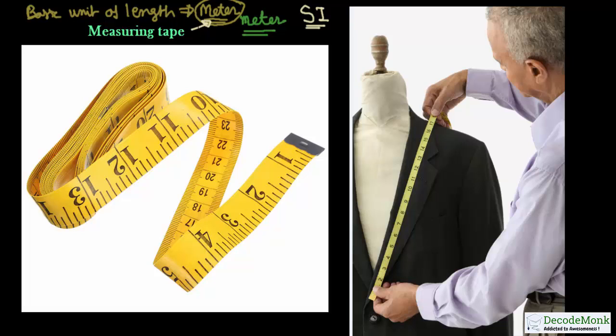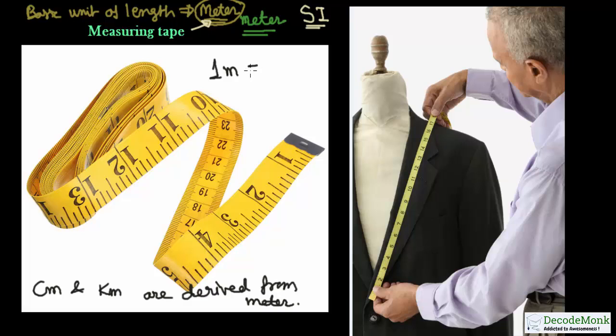The centimeter and another length called kilometer are derived from meter. Let me write that down: centimeter, cm, and kilometer. We will know more about that. You need not know a lot of those things, you may skip, but you should know that meter is the standard unit of length used all over the world, and it is used to measure medium distances.